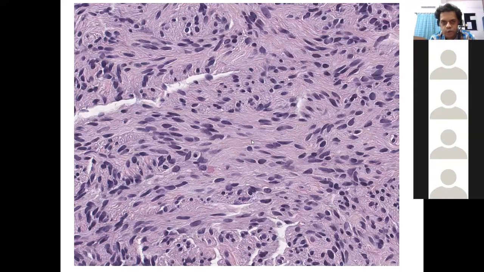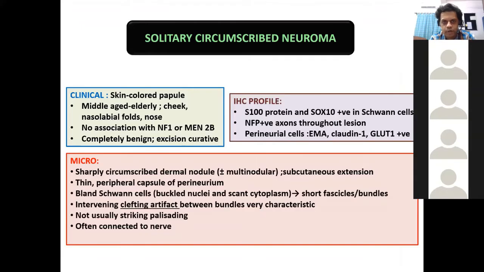There is no atypia, there is no mitosis, is what is important. So that's all there is to this particular entity. It will be mostly in the skin of the head and over the nasolabial folds, over the nose, and also in the cheek. There is no association with any kind of syndrome. It is completely benign. And it's a well circumscribed dermal nodule. Sometimes it can extend up to the subcutis.